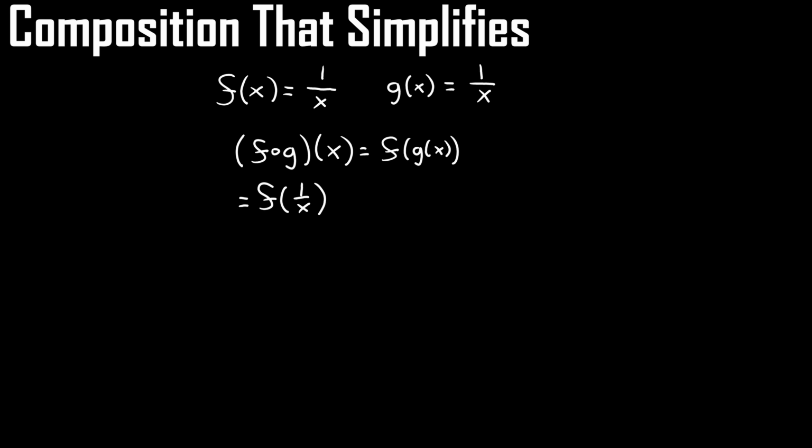And now let's put that into f of x. And so we'll get 1 over 1 over x. Surprisingly, this simplifies to x. But be careful, both f and g are undefined at x equals 0. So x cannot equal 0. So f of g of x is still undefined at 0.